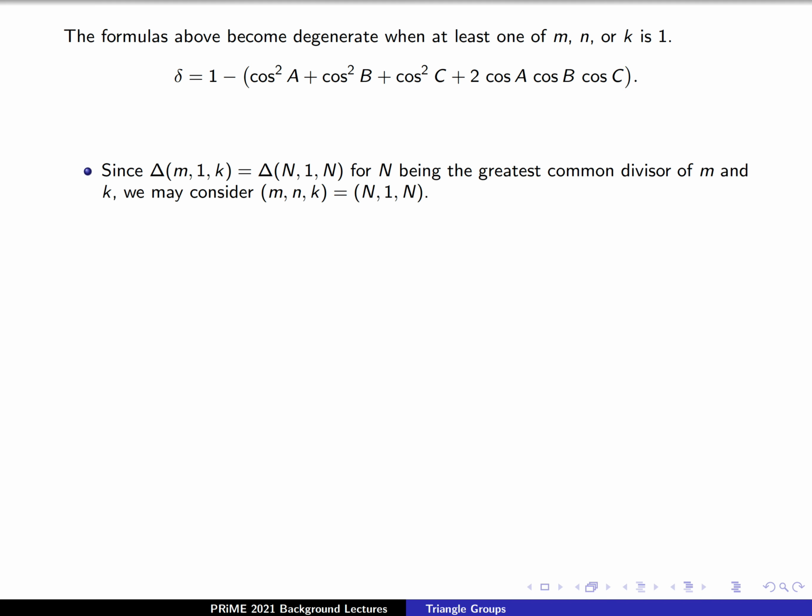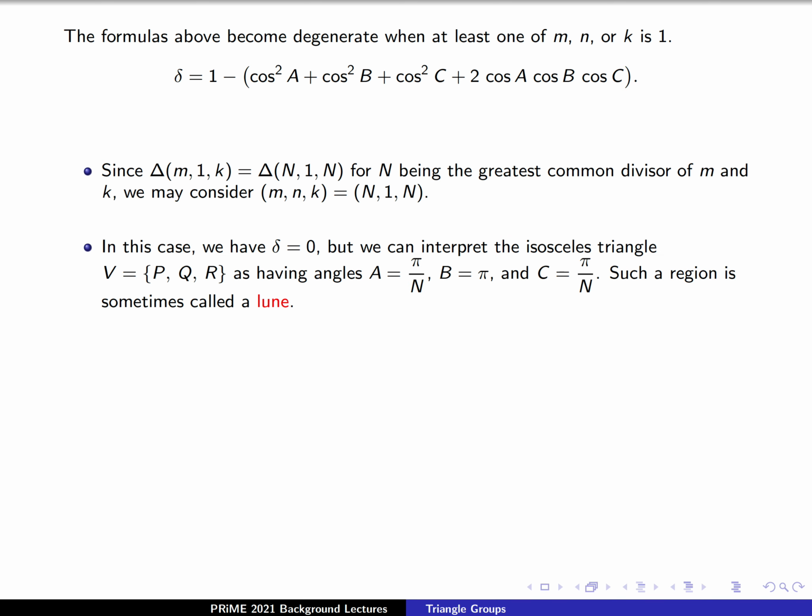Then our triangle group, delta of m, 1, and k, is simply delta of N, 1, N, where capital N is the greatest common divisor of m and k. So we might as well consider the special case when m, n, and k are equal to capital N, 1, capital N. In this case, the delta that you see at the top of your screen is equal to 0. So we actually have an isosceles triangle that we've drawn on the surface of the sphere.